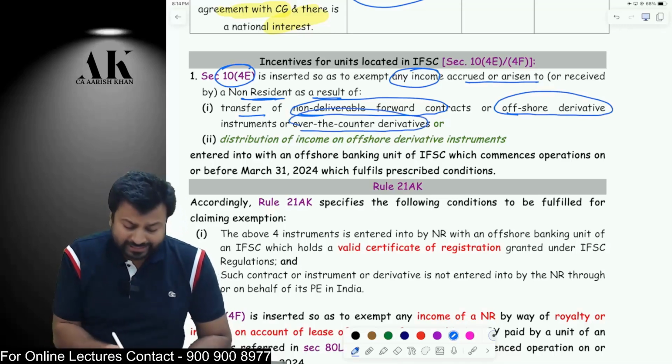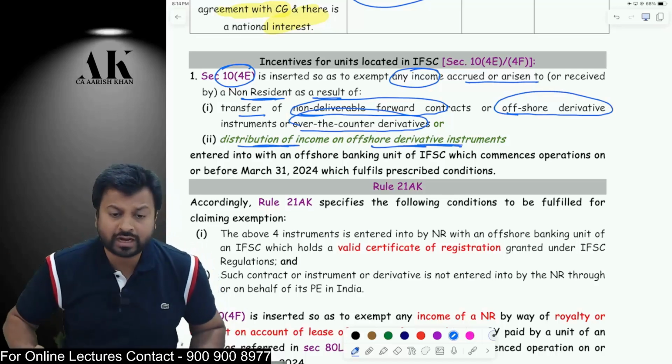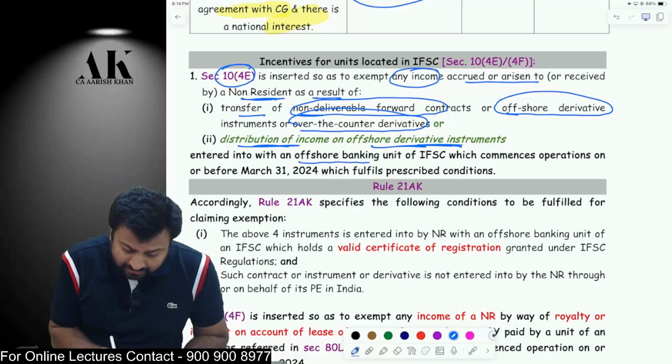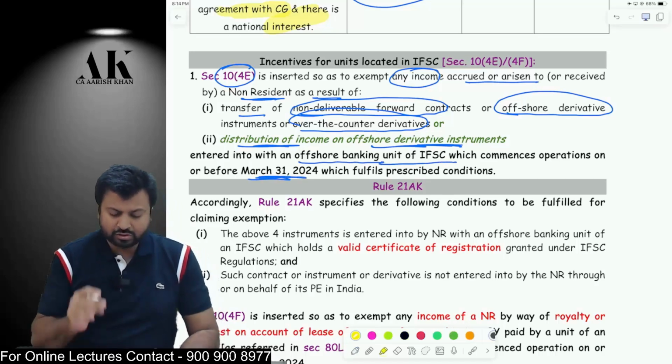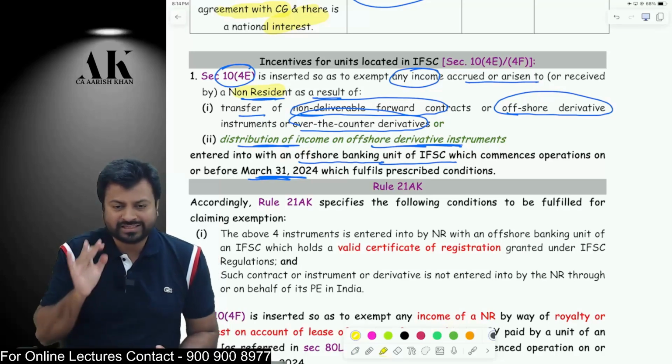Or if the non-resident is getting some income out of offshore derivative, with whom are they entering into all these contracts? They are entering into all these contracts with an offshore banking unit of IFSC, which has commenced operation on or before 31st March 2024. So who is the assessee over here? Obviously, this chapter is of non-resident, therefore the assessee is non-resident.